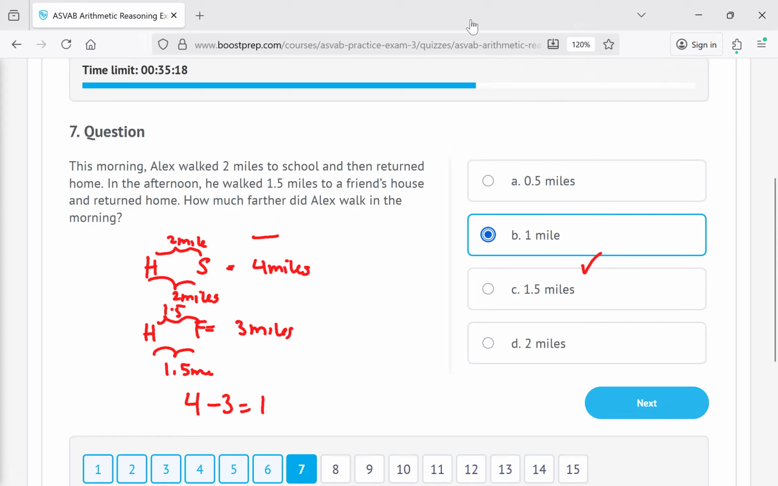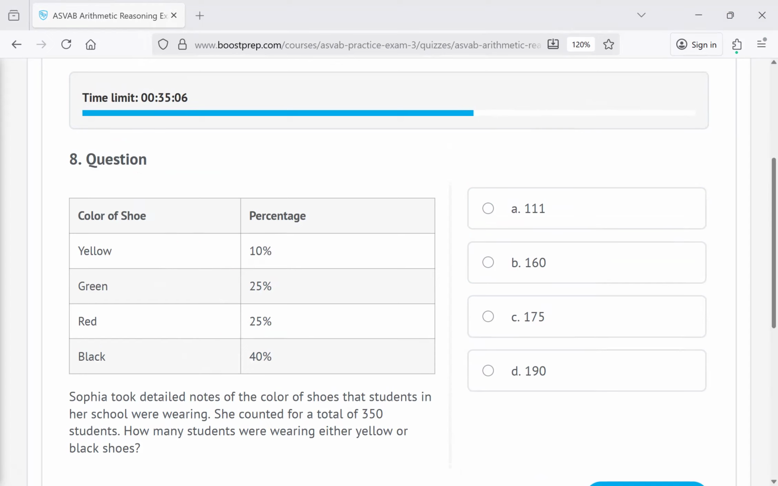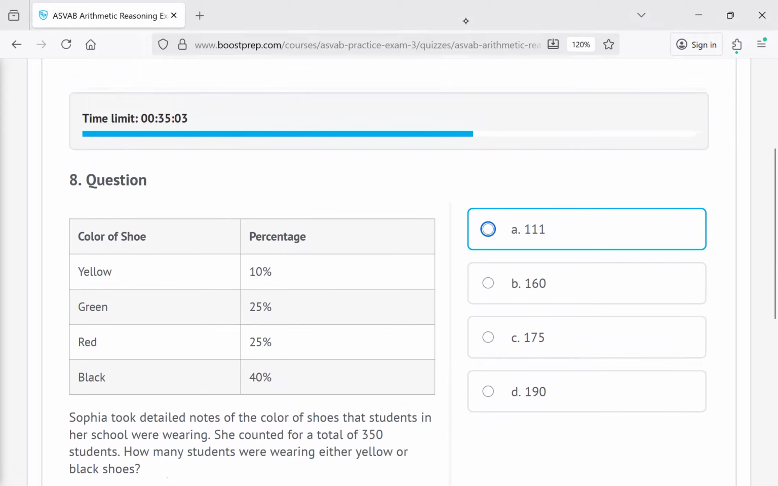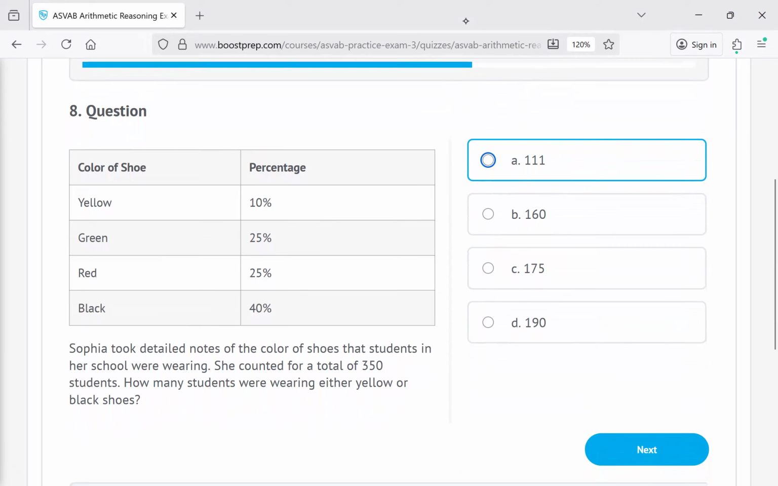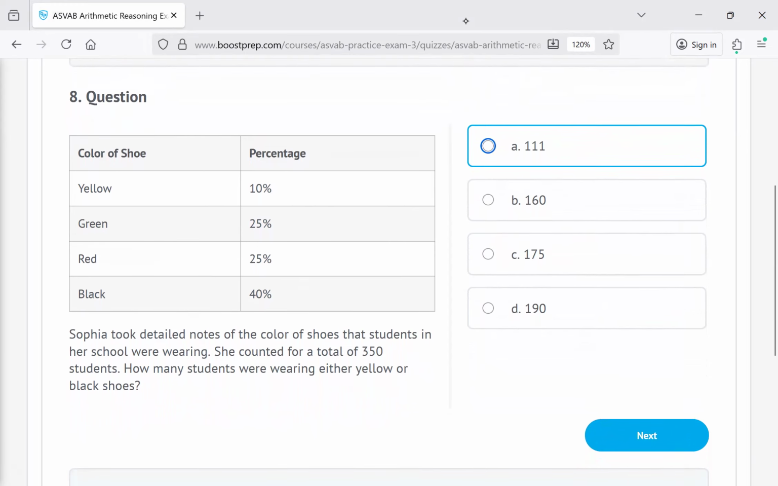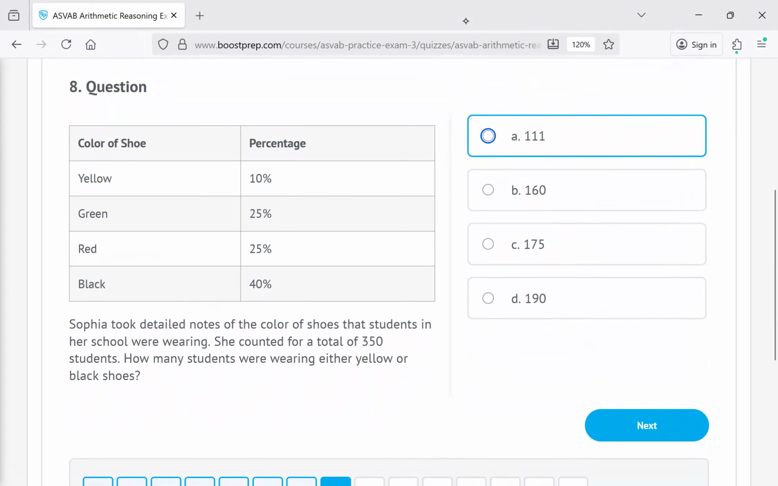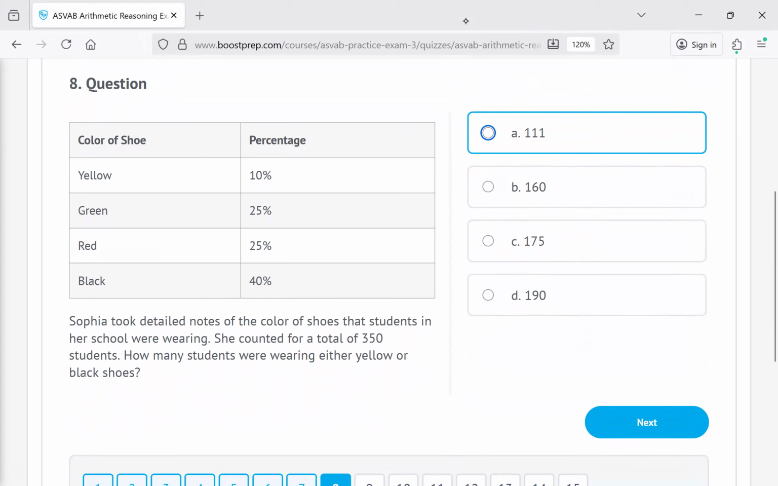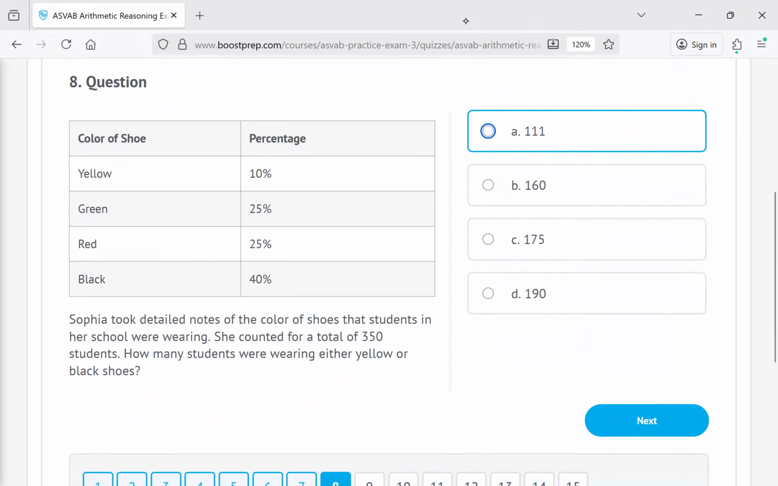Okay, next one says, what does that say? So we have these columns. We have color, shoes, percentage. It says Sophia took detailed notes of the color shoes that students in her school were wearing. She counted a total of 350 students. How many students were wearing either yellow or black shoes?